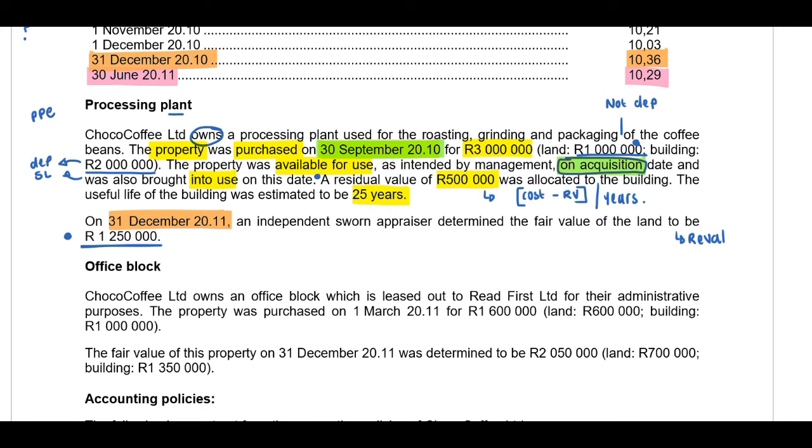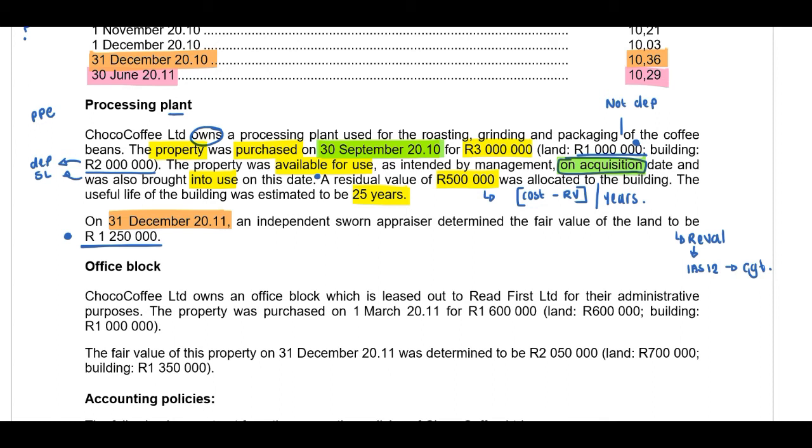Immediately when you identify that the land is based on our revaluation model, you need to think about your tax, which will be based on our CGT rate. This is a rule in terms of IAS 12, paragraph 51, and I think it's C.